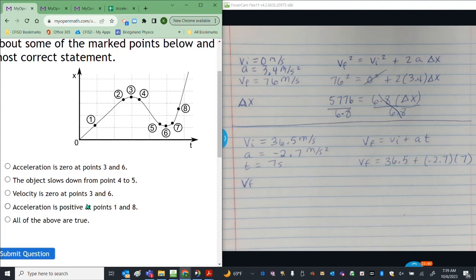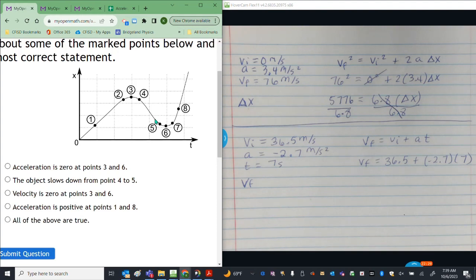So the second one says the object slows down from point 4 to 5. Again, that's definitely not slowing down. There is a straight line in between here. So that's just constant velocity backwards. Okay, don't mix this up with a VT graph. If it was a VT graph, then yes, you'd be slowing down as you approach the x-axis, but not on an XT graph. That just means you're going backwards.